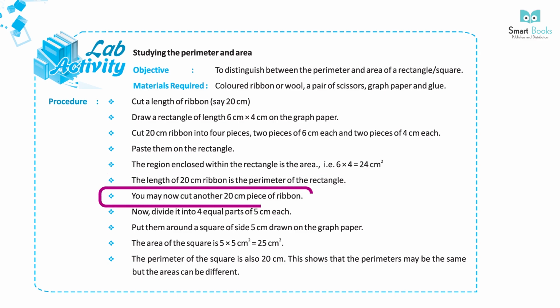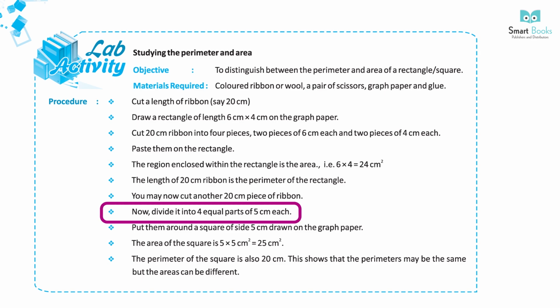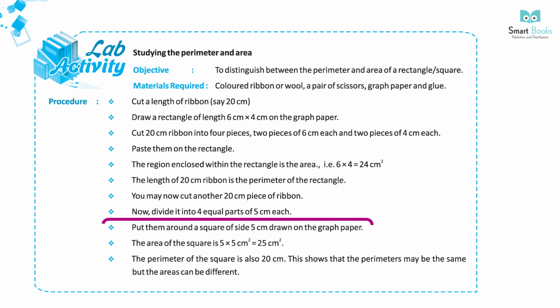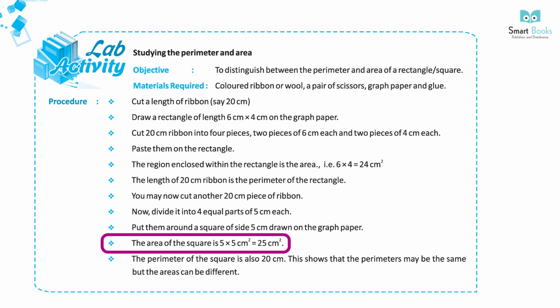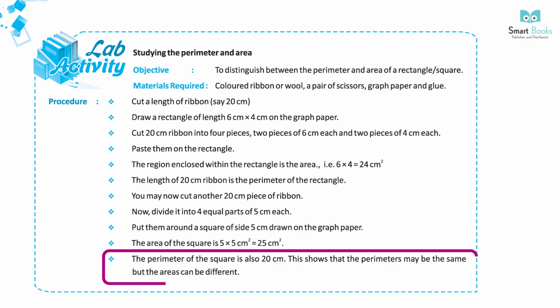You may now cut another 20 cm piece of ribbon. Now, divide it into 4 equal parts of 5 cm each. Put them around a square of side 5 cm drawn on the graph paper. The area of the square is 5 into 5 cm square, which equals 25 cm square. The perimeter of the square is also 20 cm. This shows the perimeters may be the same but the areas can be different.